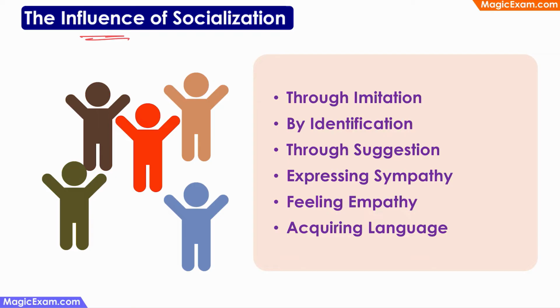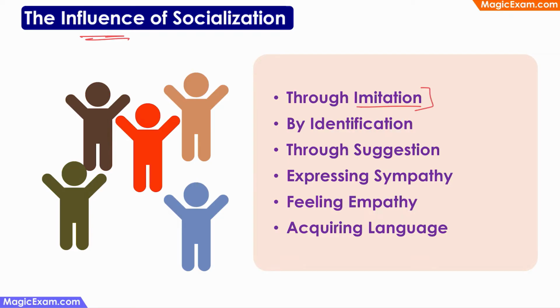Well, first it can be through imitation, because if the child is socially interacting with a particular group, then the child might start imitating somebody in that group. It might be in the way the child speaks or the way the child dresses. So the child is actually changing his or her behavior because of imitating somebody in that social group.